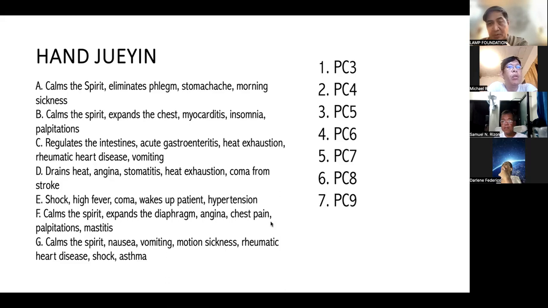So that's expanded. Pericardium 7. I'll give you a clue. Yes, di ba magkatabi lang sila ni heart 7? They're on the same line. So probably they have the same functions, right? Oo. Calms the spirit, di ba? Shenmen. So expands the chest. Binubuksan niya. Myocarditis. Insomnia, you cannot sleep. So you need pericardium 7. And also palpitations. Okay? Although lahat yan, ano. Okay, so what will be your answer for pericardium 8, Ma'am Lane, for number 6?